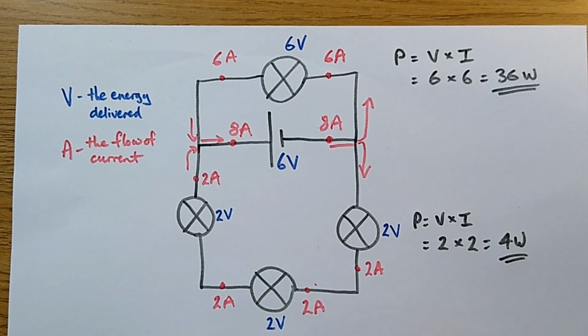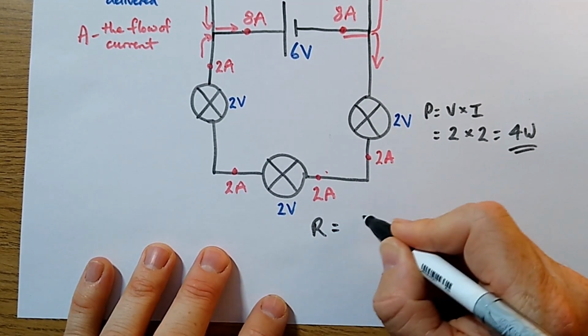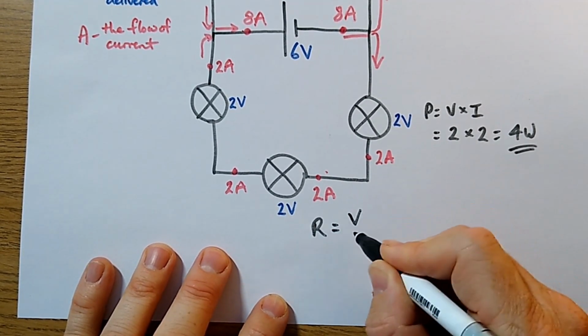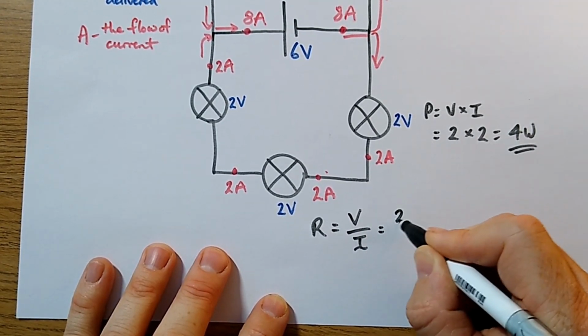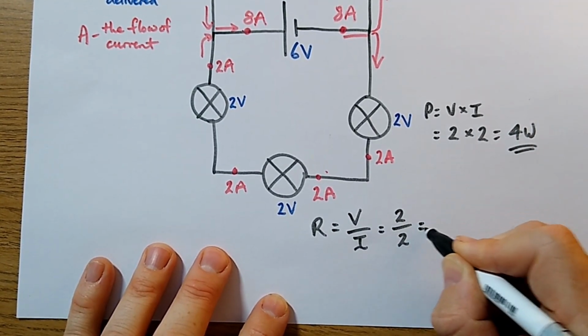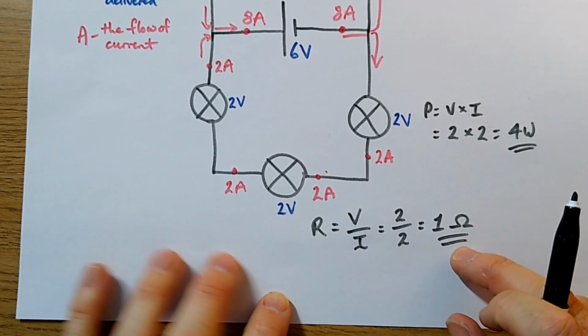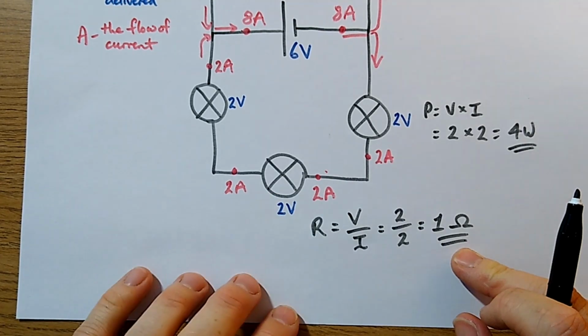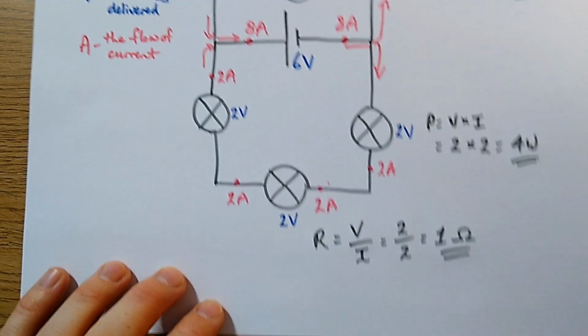We can also work out the resistance. Let's do the resistance of this one. Resistance is equal to the potential difference, the voltage, divided by the current, which is equal to 2 divided by 2, which is equal to 1 ohm. So that's the resistance of this particular bulb. And actually, this bulb up here is also 1 ohm.